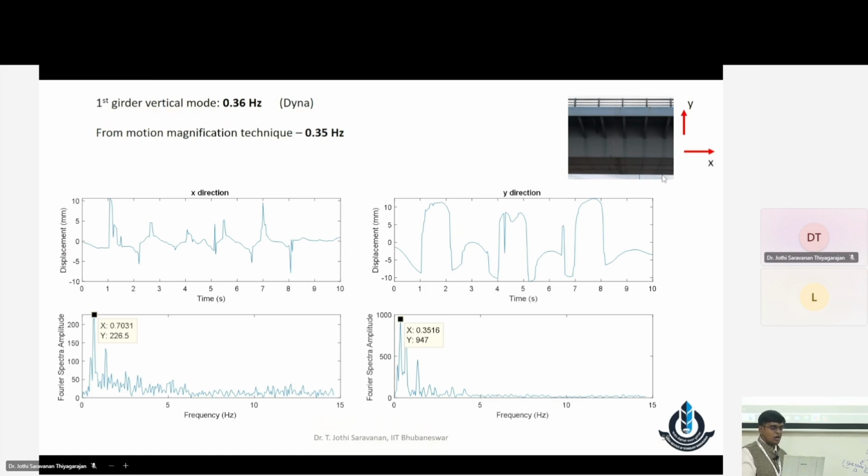Though it looks so random, any dynamics person, if he sees, will not understand or appreciate the signal that we get. But when it is going to match with the frequency spectra, it is quite good for us.